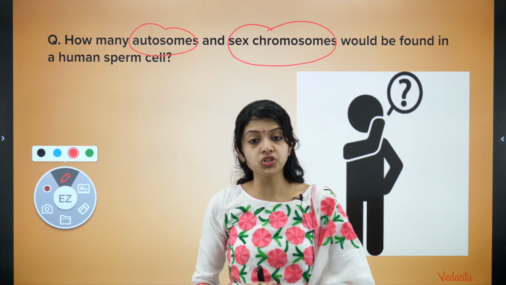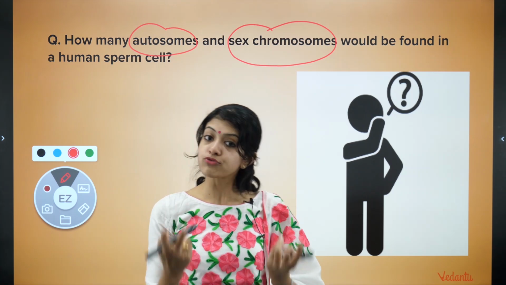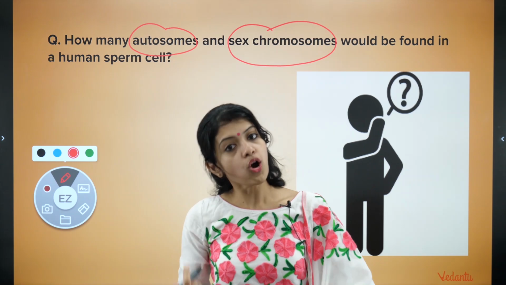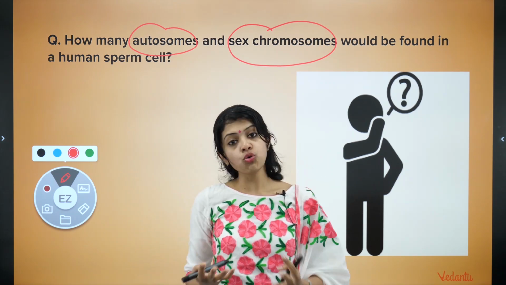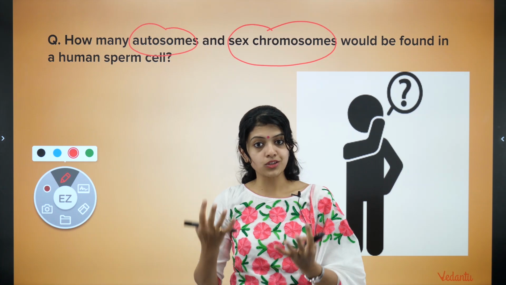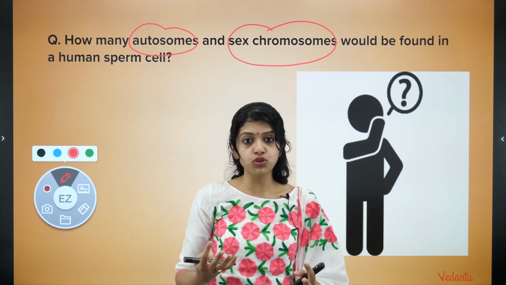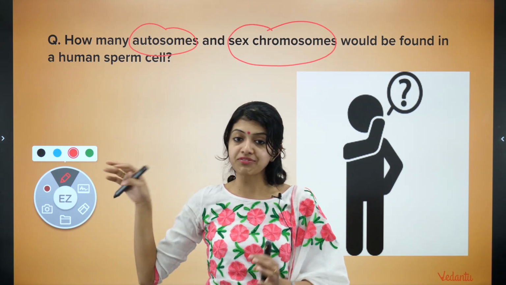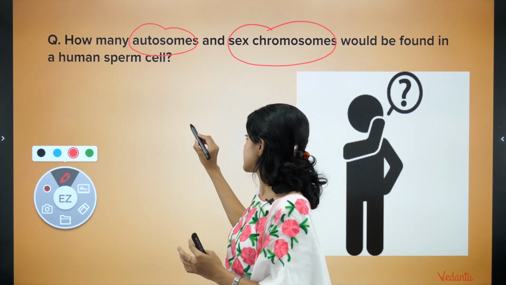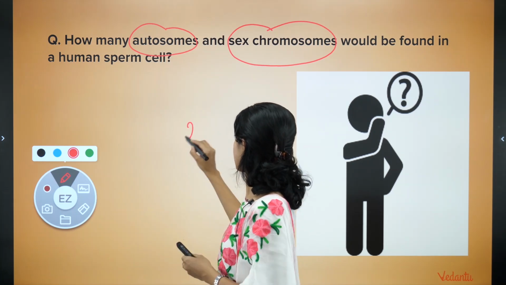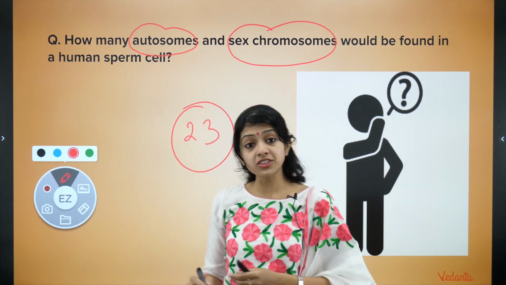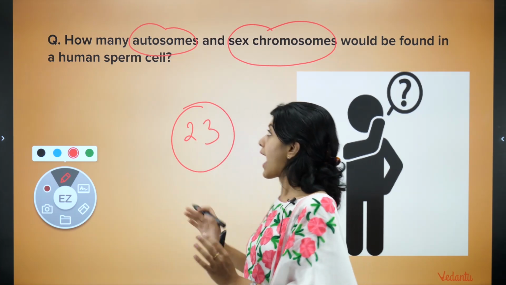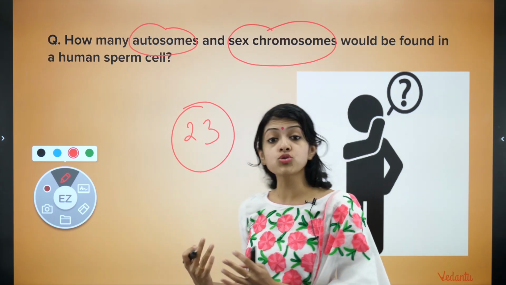So I'm asking you about the specific number of these two types. Remember, in the previous session, we discussed that chromosomes are of two types, autosomes and sex chromosomes, right? And we have also seen what they are. Those of you who have understood, great, you have done a great job. The rest of you, perhaps you did not notice that I'm asking these two differently or specifically, which is perhaps why you gave the answer as 23. Now, 23 would be the right or the most appropriate answer if I had asked you how many chromosomes would be found in a human sperm cell.